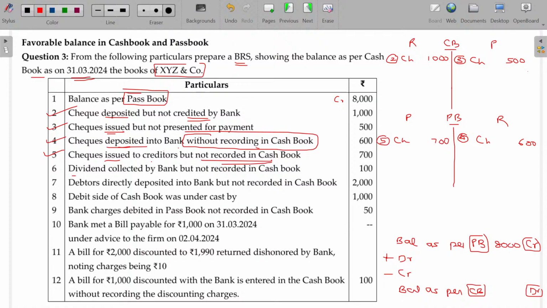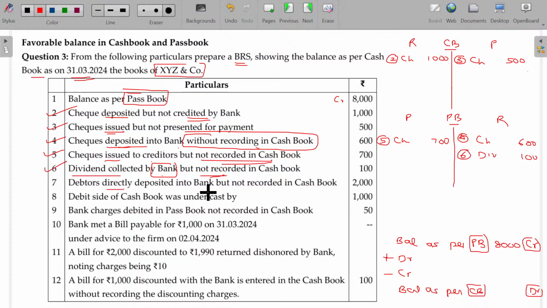Now, dividend collected by the banker. What is that? Where will it come? Passbook receipt side, because as per the standing instruction, the banker collected it, not recorded in the cash book. Sixth, amount collected for the dividend 100 rupees. Sorry, receipt side. Very good. Now we got it. So sixth, receipt side, dividend. You received dividend of 100 rupees.